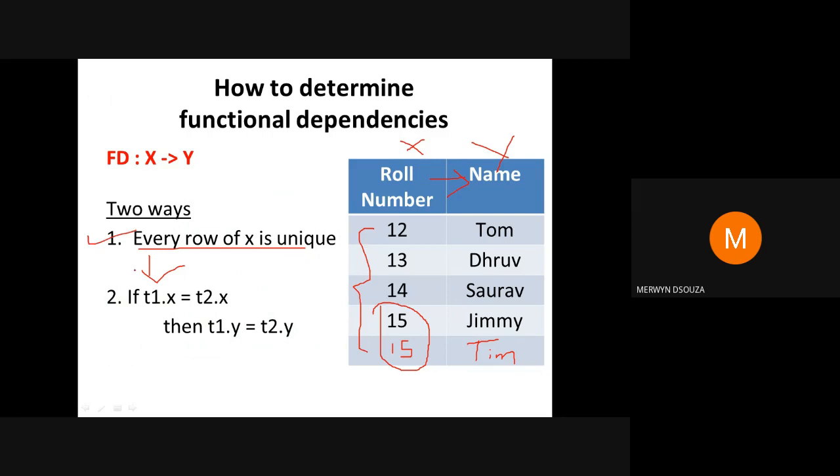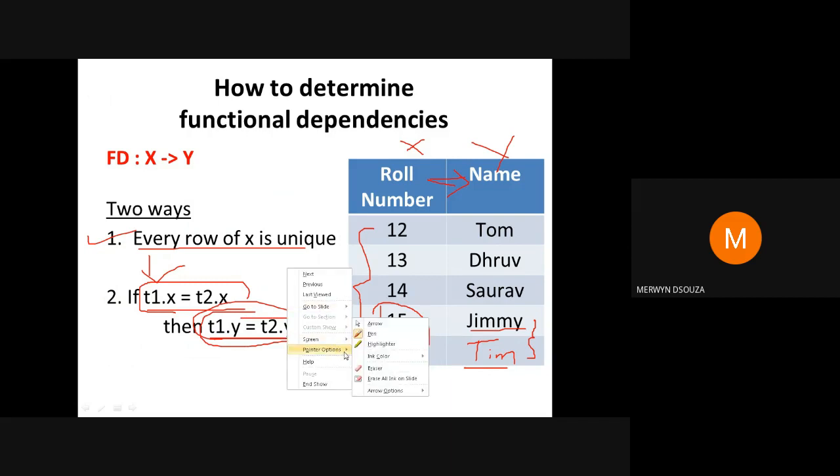Always check the first condition. If the first condition is valid, do not go to the second condition. But if the first condition is not valid, then only go to the second condition. Now you check for this. Here T1.x is 15, T2.x is 15. So this condition is true. Therefore you go and check whether this is true. T1.y is Jimmy, T2.y is Tim. This is not valid. Therefore, this is not a functional dependency now. We cannot say now that roll number determines name. This is not a valid functional dependency because this condition here fails.